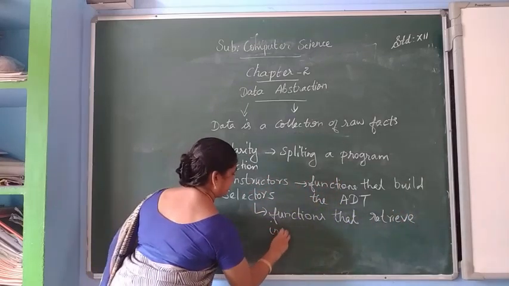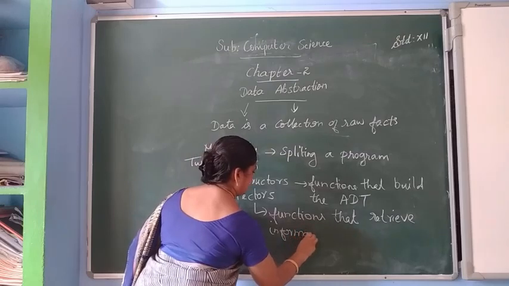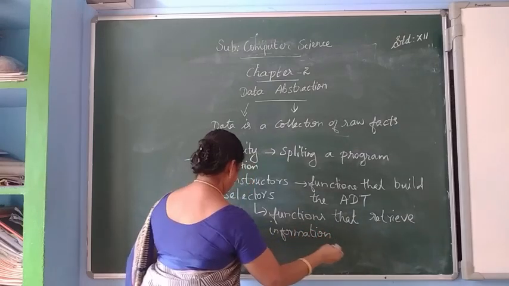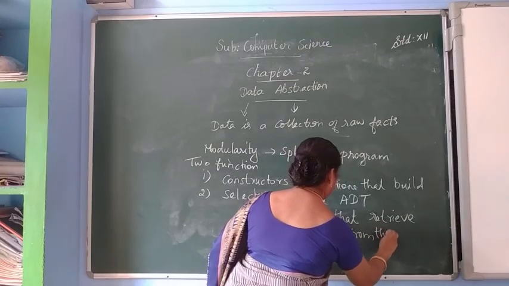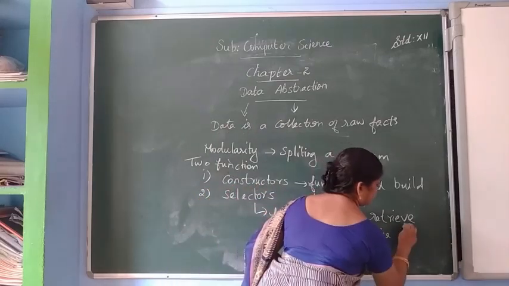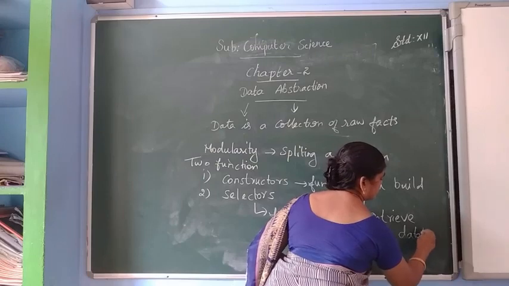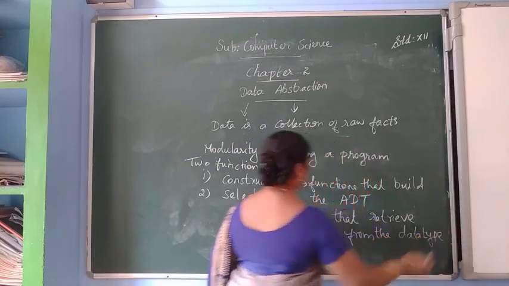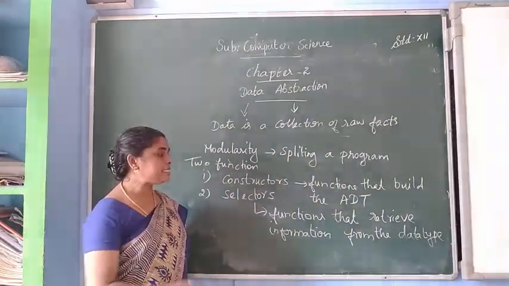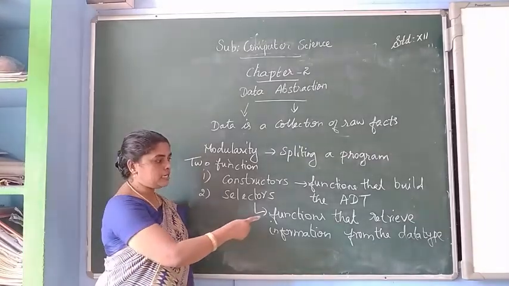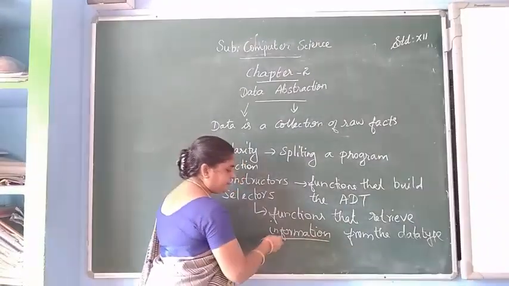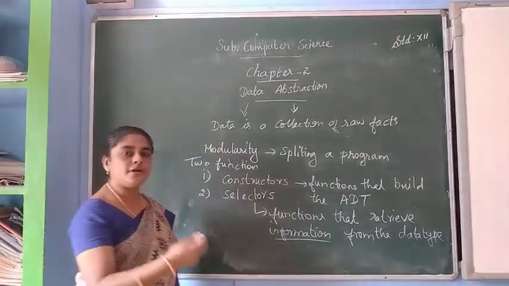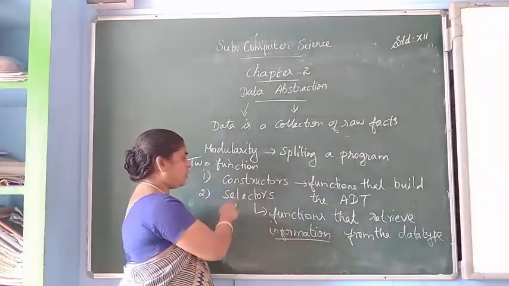Retrieve information from the data type. See, what are selectors? Functions that retrieve information from the data type. That means only getting the information. What information we need, that is what the selector gives.